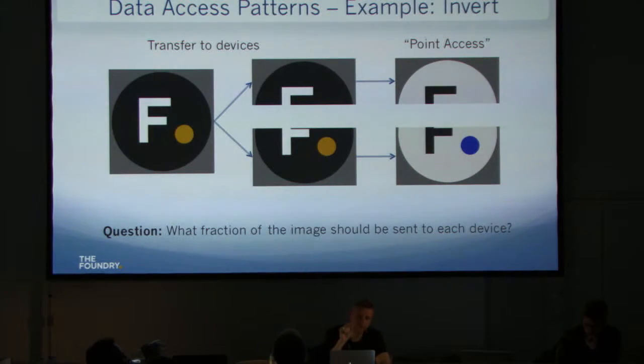Now, because every output pixel only requires one input pixel, this is called point access. And so a question obviously comes to mind. What fraction of the image should be sent to each device? I'll leave that as an open question for now, but obviously that's something that you have to consider. How much do I put on the GPU? How much do I leave on the CPU? You're going to kind of have to worry about the compute capabilities of the devices, and I'll come on to that in a bit.